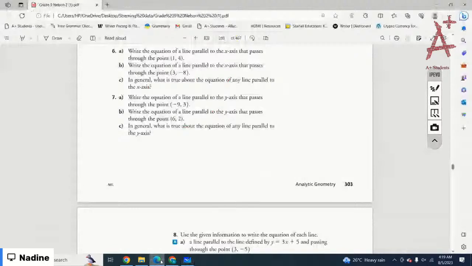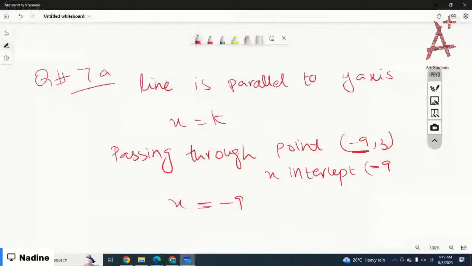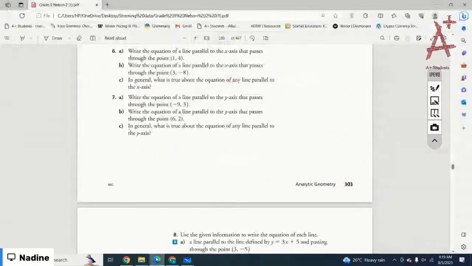The B part is write the equation of a line parallel to y-axis that passes through the point 6 and 2. So again, that is parallel to y-axis. So it would be the same. The equation is x equals 6 because it is parallel to y-axis. X equals 6, right? Okay, the C part is in general.